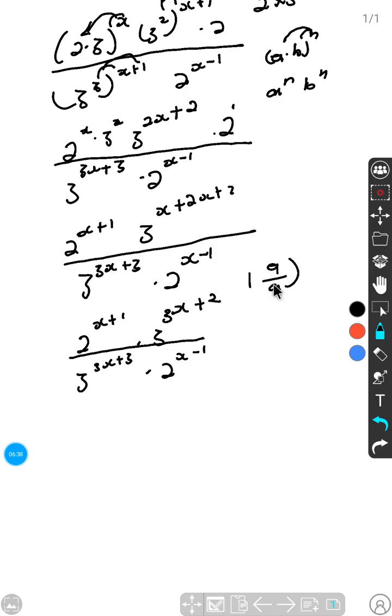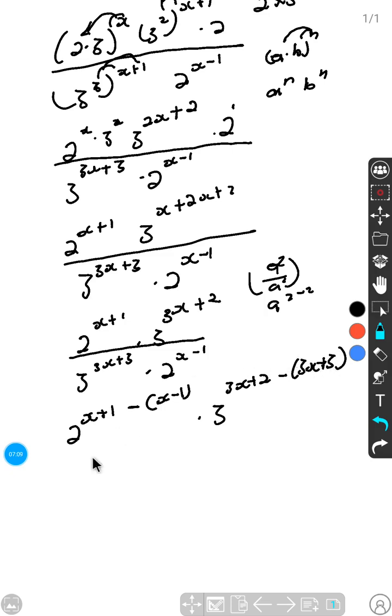A to the m over A to the n, we are going to minus the exponent. We're doing the same thing. So let's start with the 2. 2x plus 1, we are minusing the exponent. We have x minus 1, so we write it in the bracket because the minus is for the x and the minus 1. Okay, so we do the same thing this side. 3x plus 2 minus brackets. See? Just like that.